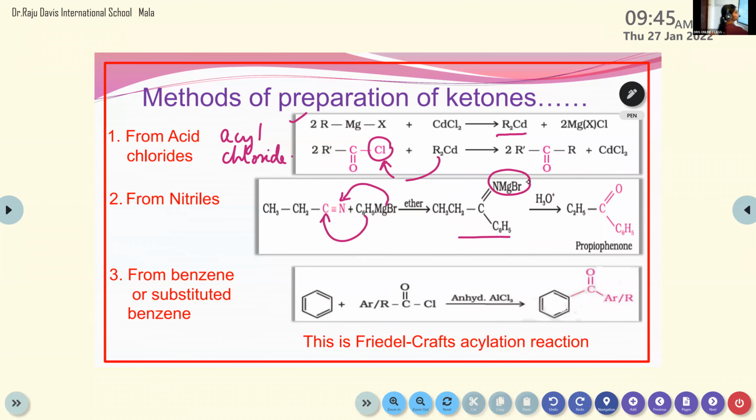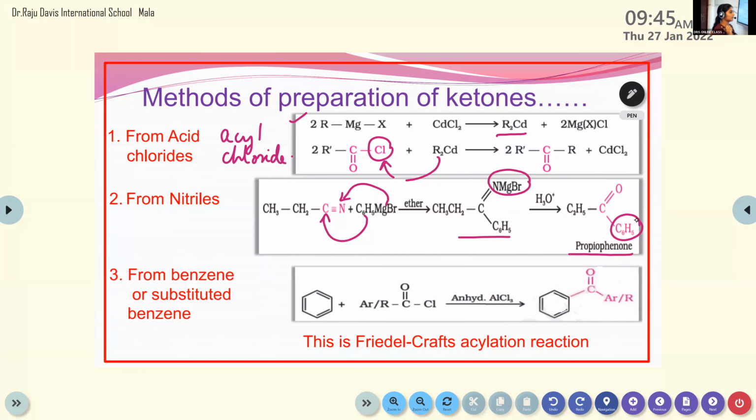Clear? The product formed is known as propiophenone. That is the common name, and its IUPAC name is 1-phenyl propanone, because here this group is considered as a substituent phenyl group, and here it is C2H5C.